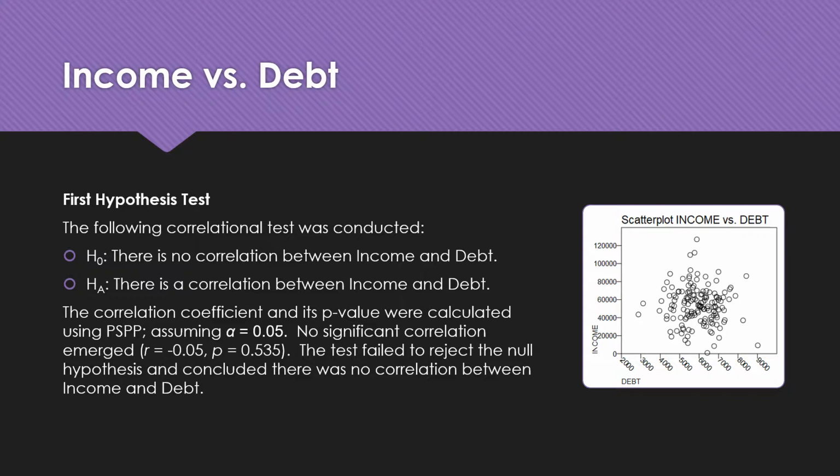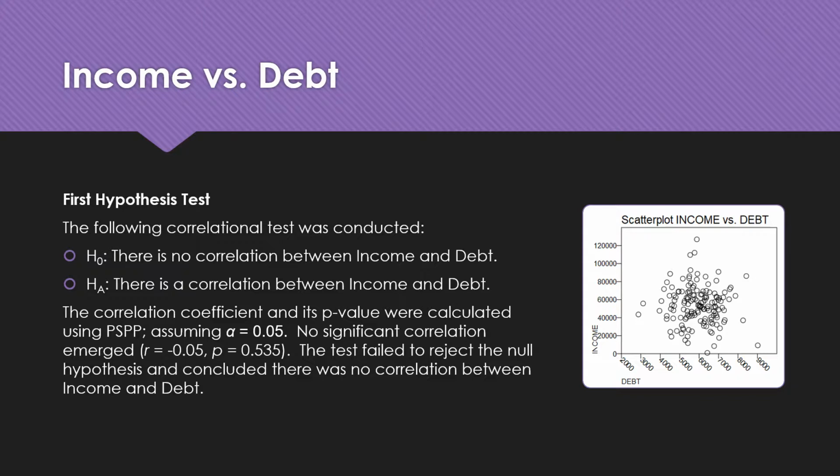All of our tests are on a set of data related to personal finance. Not all of the variables in this data set were tested, and as a note, I have included a scatter plot for each test as a visual means of verifying and validating the data. So when we look at this first test, we're looking at income versus debt.